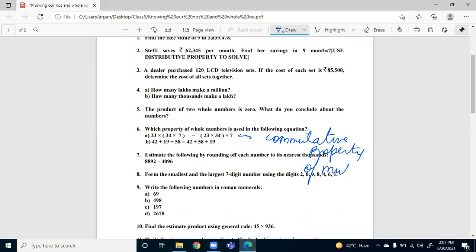Ma'am, I'm going to the restroom. Can you wait for 2 minutes? Who is saying this? Just name yourself. I will wait. Samarth, okay, come fast.